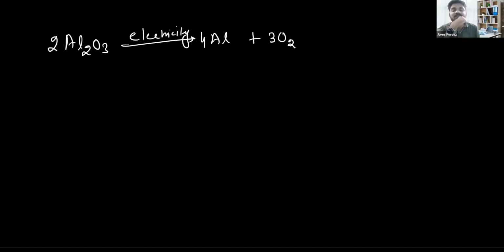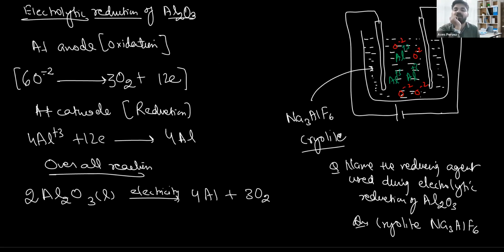So when you pass electricity, the anode is positively charged, so oxygen gas is obtained at the anode, and at the negatively charged cathode, aluminium will be obtained. So here we have this equation. Just write down the equations only, of electrolytic reduction of aluminium. Write this one only.